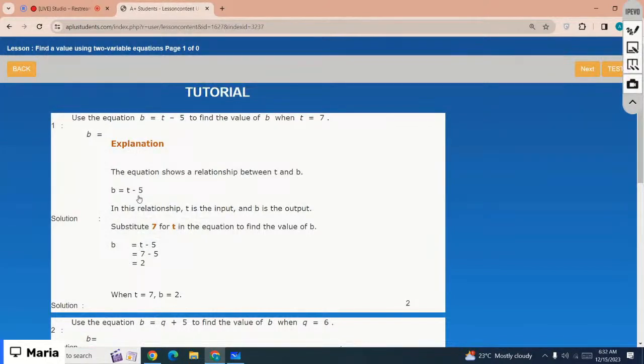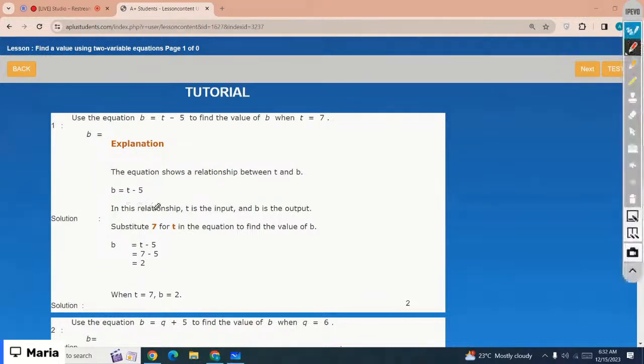Okay, the first one is use the equation b equals t minus 5 to find the value of b when t equals 7. You need to calculate the value of b in the equation. You are given the value of t, that is 7. So replace the variable t with the value. Here it is t minus 5, t equals 7, so you have 7 minus 5. That means when t equals 7, b equals 2, right?